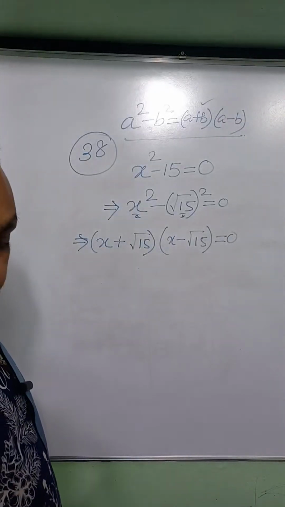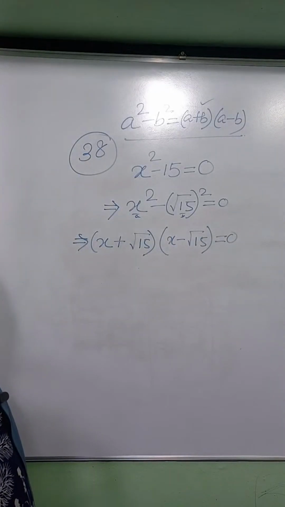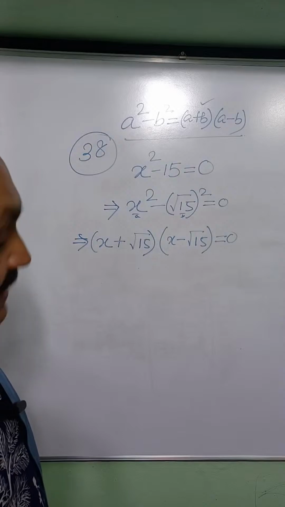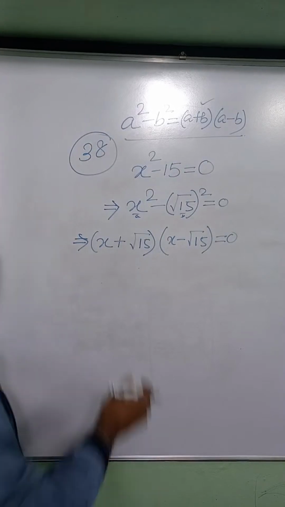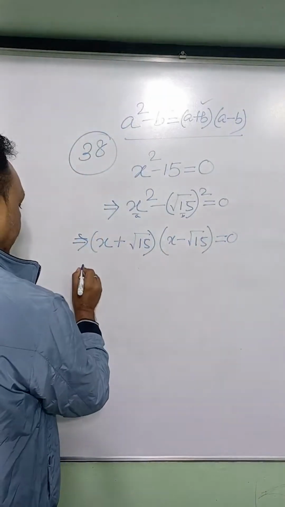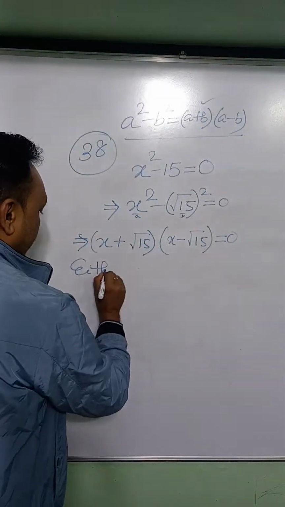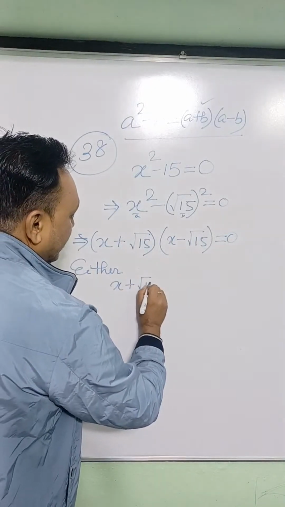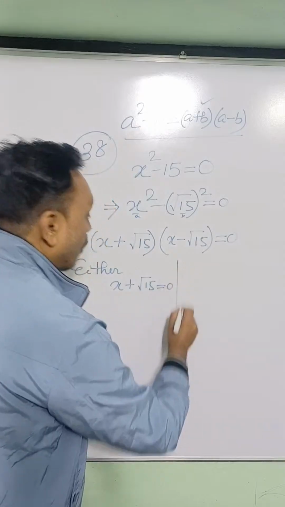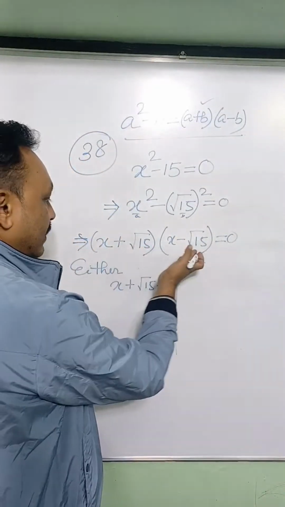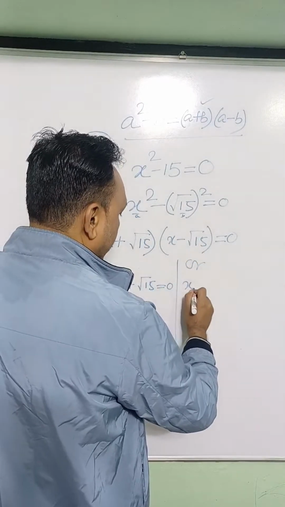Yes, I'm writing in the middle so that you won't face any problems. a plus b, a minus b. Now, either this one is 0 or this one is 0. If I consider this one is 0, either x plus root 15 equals 0, or the other factor is 0, because the product of these two numbers is 0. Anyone will be 0.